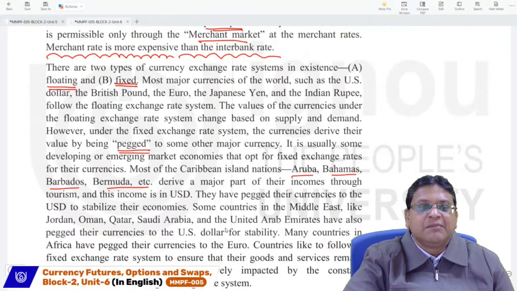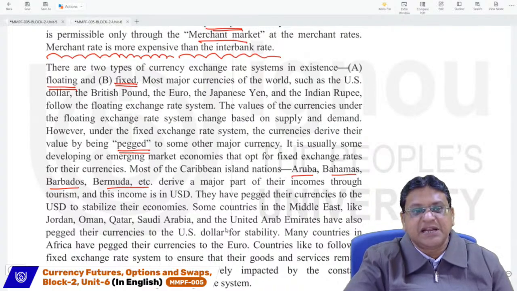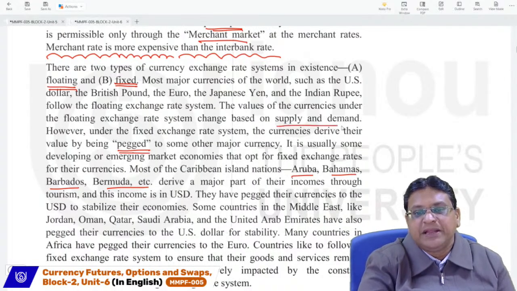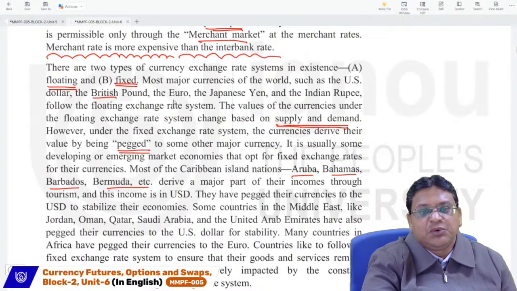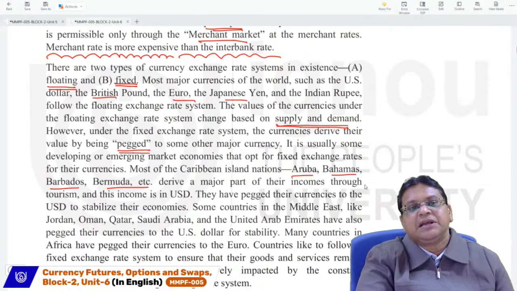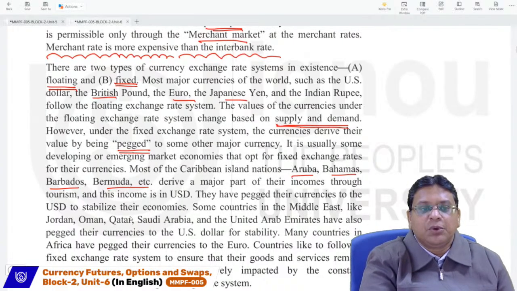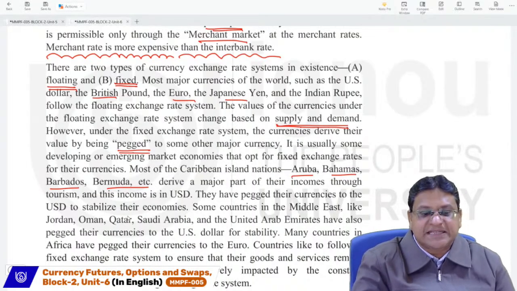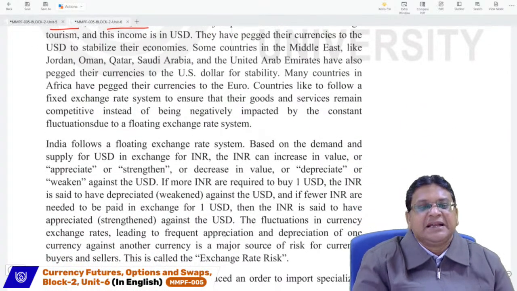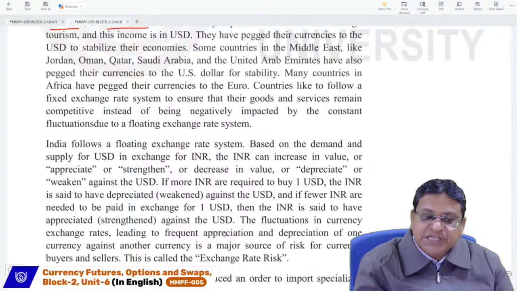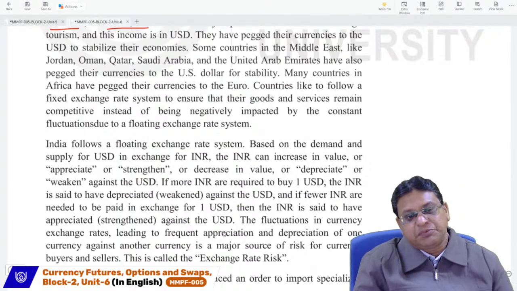What is floating exchange rate? Floating exchange rate is a system of exchange rate where the exchange rate is decided on the basis of supply and demand of currency. Floating exchange rates are followed by most of the countries like Britain, the Euro area, Japan. They follow floating exchange rate. In case of floating exchange rate, the fluctuation in exchange rate is very frequent. So there is frequent appreciation or frequent depreciation of currency.